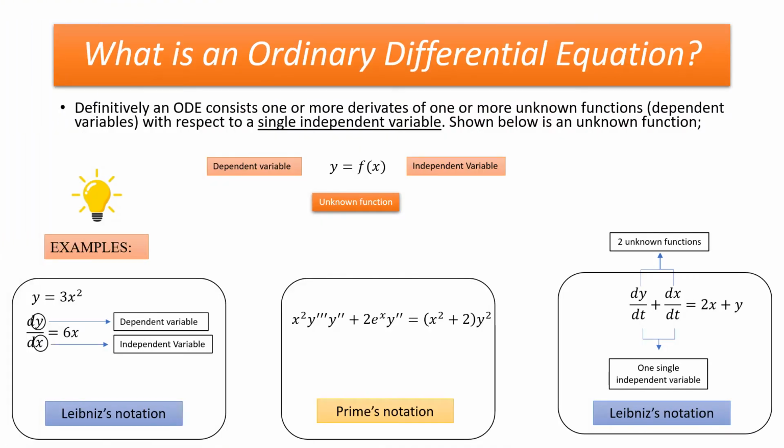So, by definition, an ODE consists of one or more derivatives of one or more unknown functions, dependent variables, with respect to a single independent variable. As you can see over here, we have an unknown function where we have the dependent variable on the left-hand side and independent variable on the right-hand side. As demonstrated below, here are the examples with two main notations, mainly Leibniz notation and Primes notation. Over here we have two unknown functions, and over here we have one unknown function.